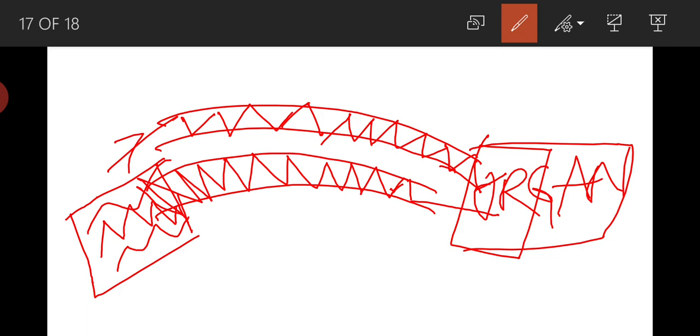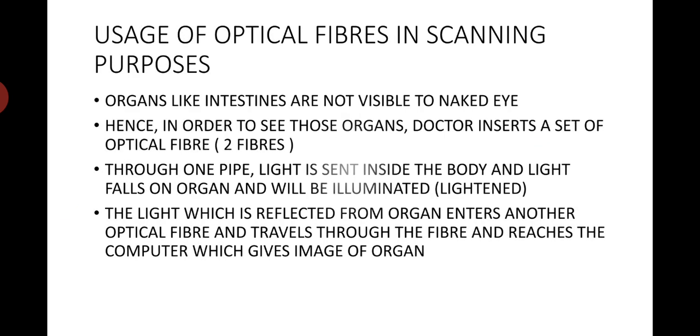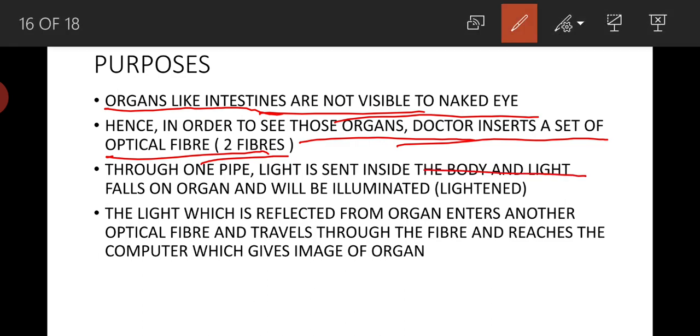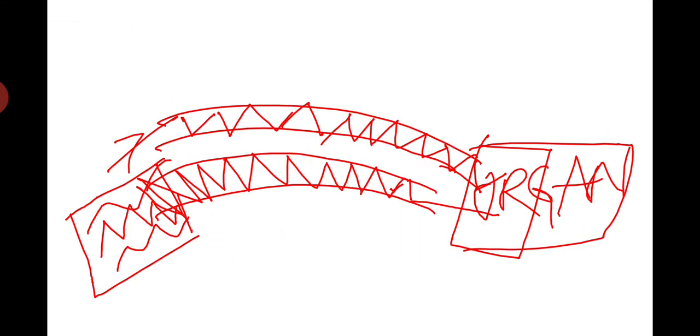In this way, doctors use these optical fibers to see the inside parts of our body. Through one pipe, light is sent inside the body, and light falls on the organ and it is illuminated, lightened. The light which is reflected from the organ enters another optical fiber and travels through the fiber and reaches the computer, which gives the image of the organ. In this way, optical fibers are used in scanning purposes.